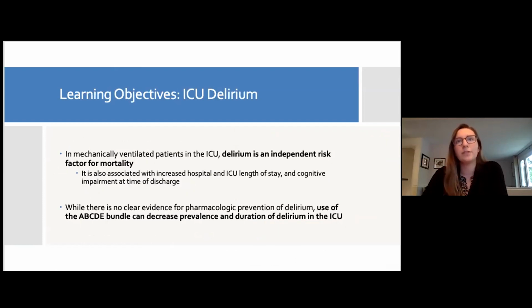So our learning objectives for ICU delirium, twofold. One, in mechanically ventilated patients in the ICU, delirium is an independent risk factor for mortality, and it is associated with increased hospital and ICU length of stay and cognitive impairment at the time of discharge. It's significant. And two, while there's no clear evidence for pharmacologic prevention of delirium, use of the ABCDE bundle can decrease prevalence and duration of delirium in the ICU.